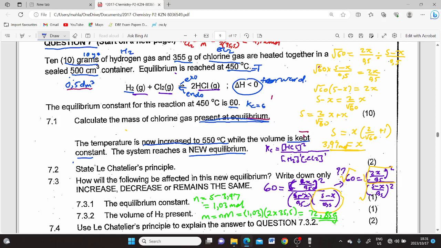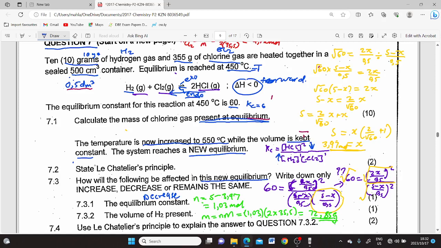How will the following be affected in the new equilibrium? Only increase, decrease or remain the same. The equilibrium constant here. So how do you see? By increasing the temperature, we're going to favor the reverse reaction, which is endothermic. Then if the reverse is favored, then the products are going to decrease. So as the products decrease, it means the reaction decreases. So we're dividing by a bigger number here. So it means the answer will decrease here.